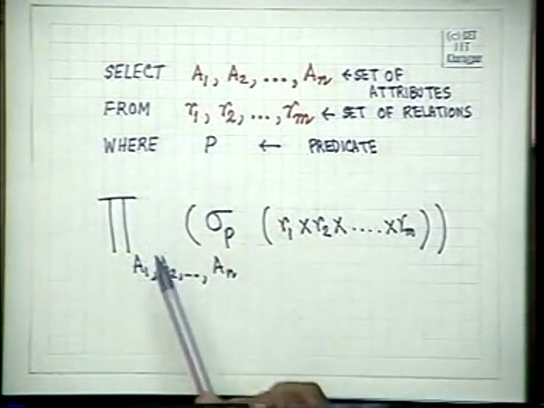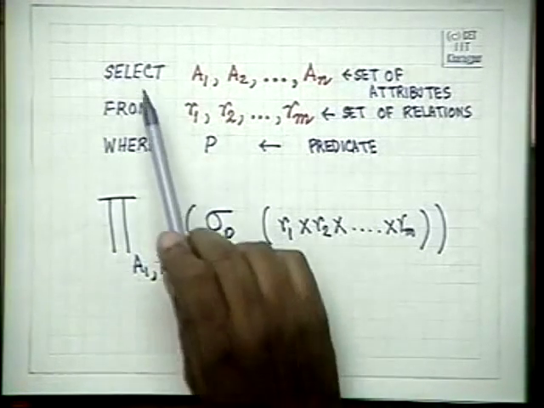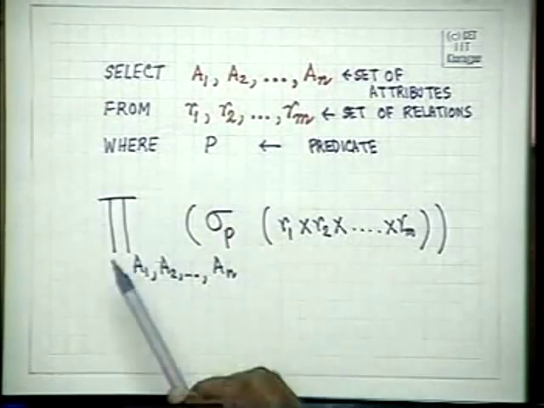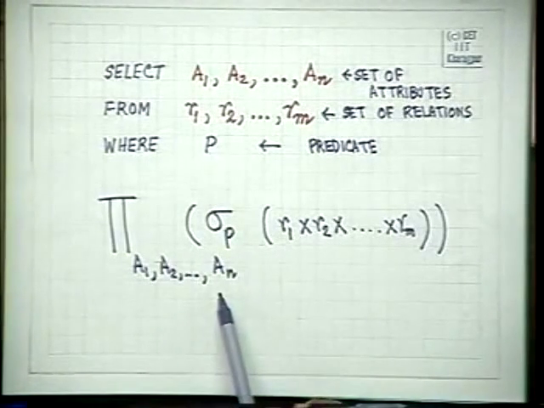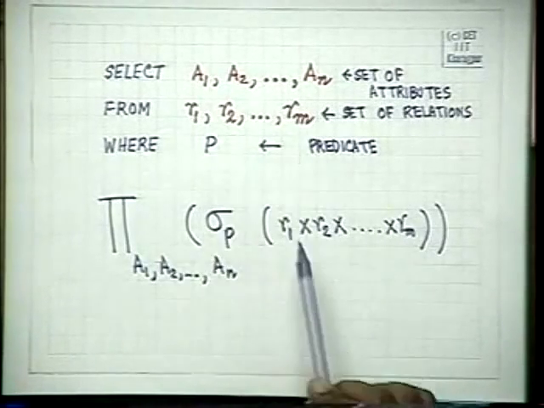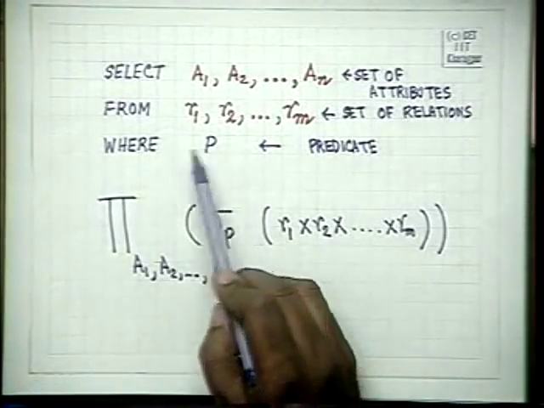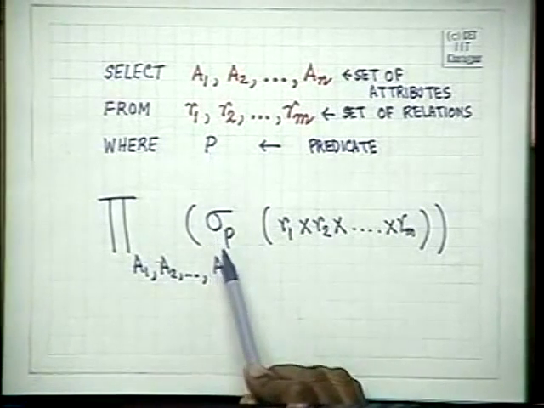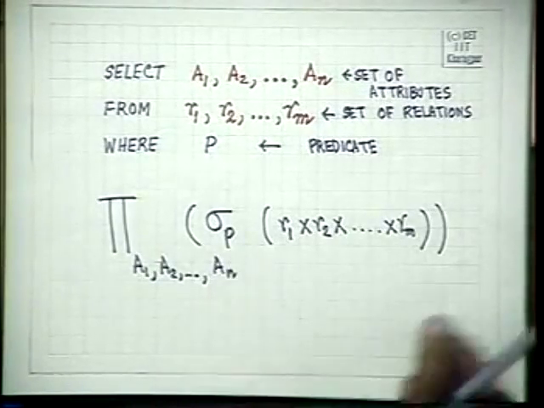Therefore, this select is not to be confused with the select operation of relational algebra. This select means select the attributes. It is actually equivalent to the project operation of relational algebra. The relations in the from clause are combined using the Cartesian product operation, and where P is equivalent to the select operator of relational algebra. Now we will see several examples.